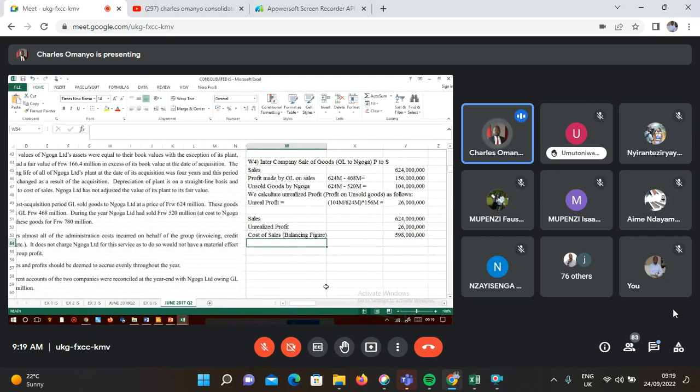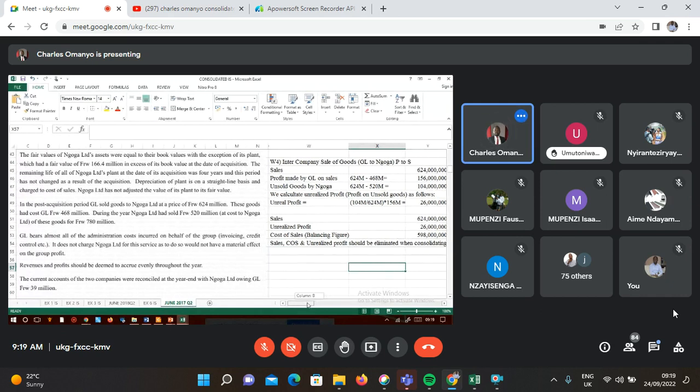Cost of sales and unrealized profit, again, these you don't need to do in exams. Cost of sales and unrealized profit should be eliminated when consolidating. Should be eliminated when consolidating. I hope that is clear.